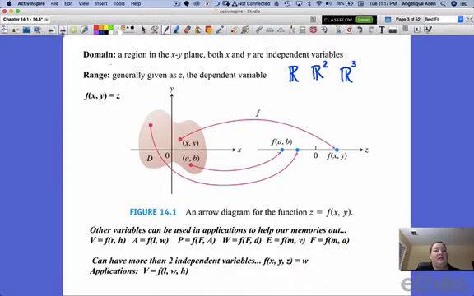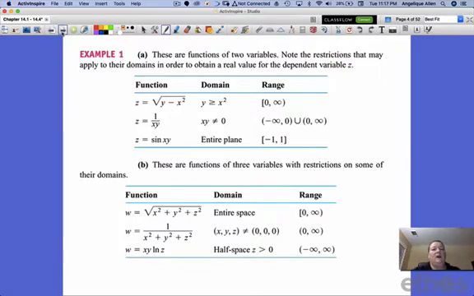All right. So here's some examples of functions that are not applied in a specific situation. So z is equal to the square root of y minus x squared. And our domain is just going to be a description of where y minus x squared is 0 or a positive number. And then the outputs would be positive numbers including 0.